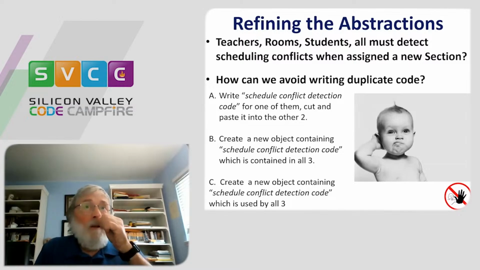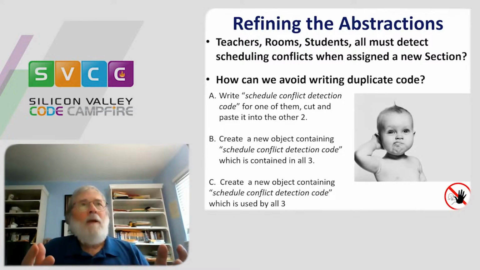Second question, teachers, rooms, and students all must detect scheduling conflicts. Student can't take 2 sections at the same time. Teacher can't teach it. Room can't hold it. How do we avoid writing duplicate code? Because we've got the same scheduling issue. Does this section match my schedule? So we have to write schedule conflict detection code that says you can't do this because it conflicts with this other section. How do we do that?